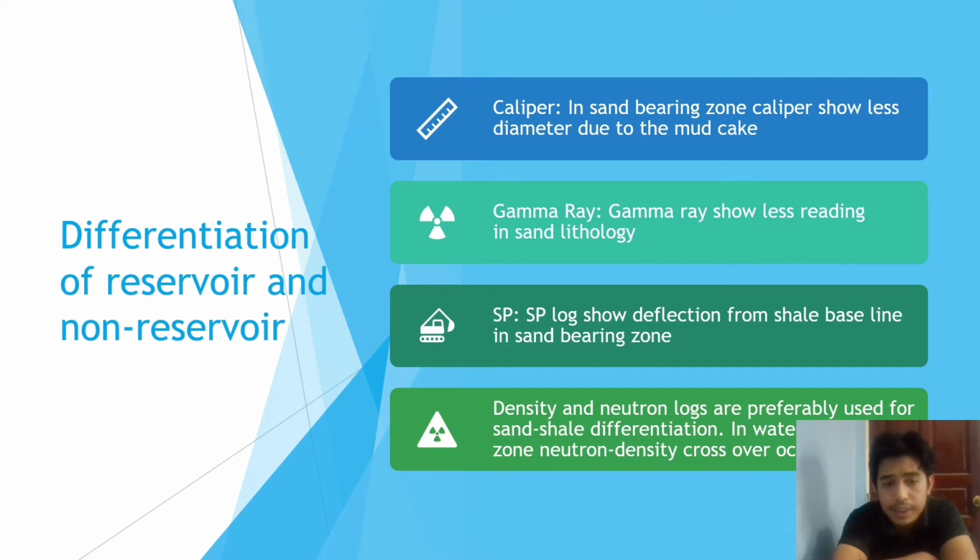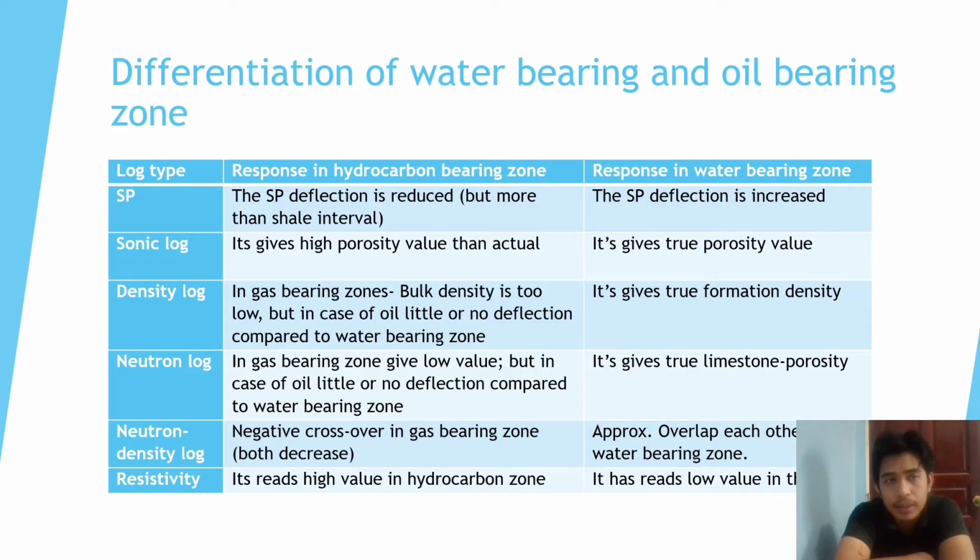For differentiating reservoir and non-reservoir zone, the following logs are used: caliper logs, gamma ray logs, SP log, and density and neutron logs. For differentiation of water-bearing and oil-bearing zone in the reservoir, we use SP log, sonic log, density log, neutron density log, and resistivity log. Here you can see the response in hydrocarbon-bearing zone and response in water-bearing zone for each log type.